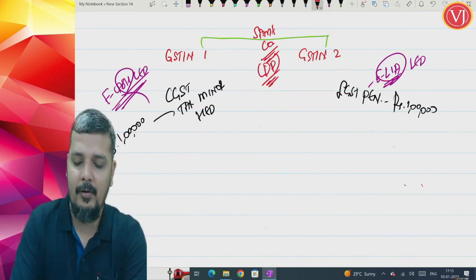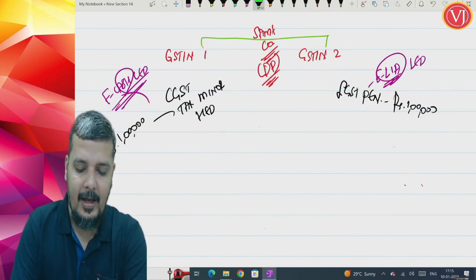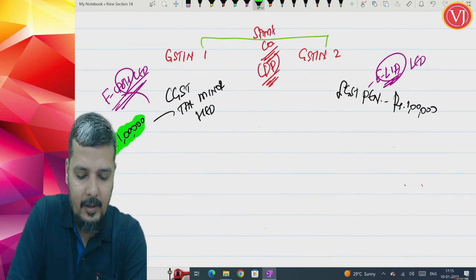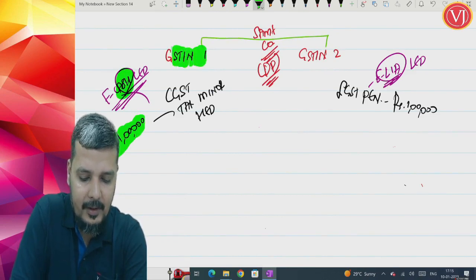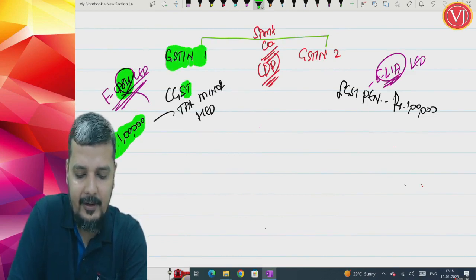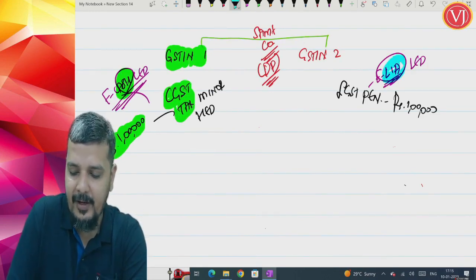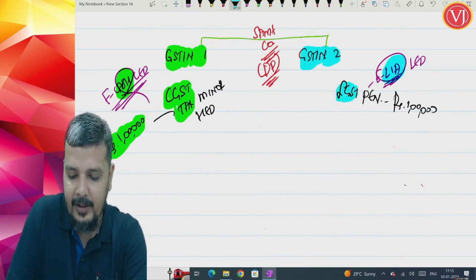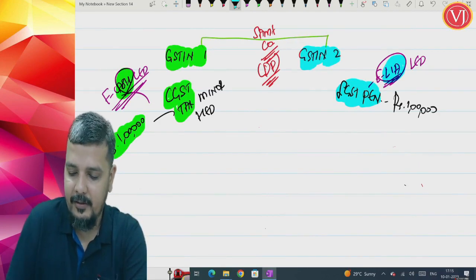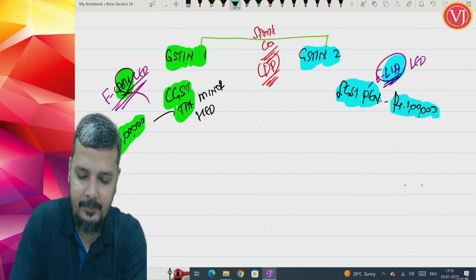Now if you look at the overall scenario, you have an amount in your cash ledger, but it is there in GST number 1 and it is there in CGST tax, and you have to pay something in the second GST number, and that too you have to pay SGST penalty rupees 1 lakh. So there would be a 3-step process.